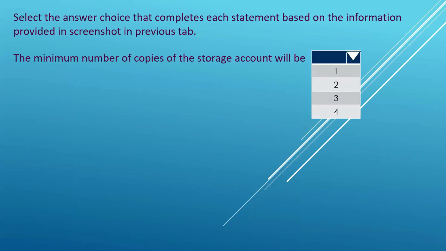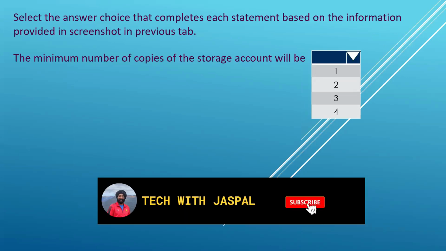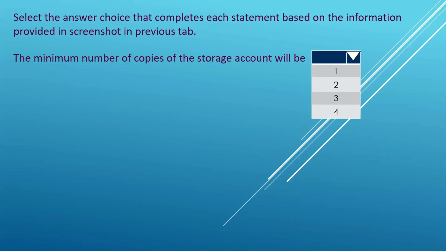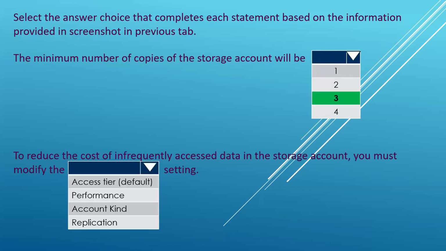Select the answer choice that completes each statement based on the information provided in the screenshot in previous tab. Now, the first statement is the minimum number of copies of the storage account will be. Your options are 1, 2, 3, or 4. You would have seen in the properties of the storage account, it was mentioned that it is using the replication type as locally redundant storage. The locally redundant storage replicates your storage account 3 times within a single data center in the primary region. Therefore, the correct answer here would be 3.